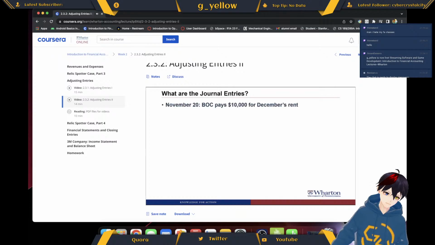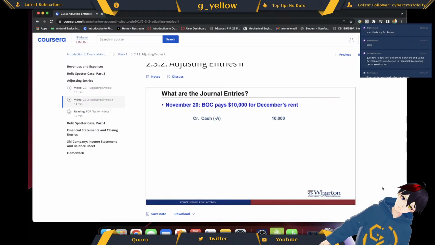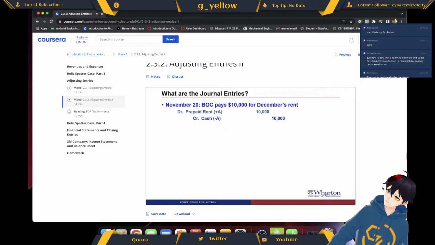Next series of transactions. On November 20th, BOC pays $10,000 for December's rent. So BOC's paid cash, so their cash has gone down, so we need to credit cash for $10,000. The debit is going to be to an asset called prepaid rent. It's an asset because we're either going to get the benefit of occupying the space in the future, or we're going to get our money back. So either way, we create an asset called prepaid rent for $10,000 at this point.